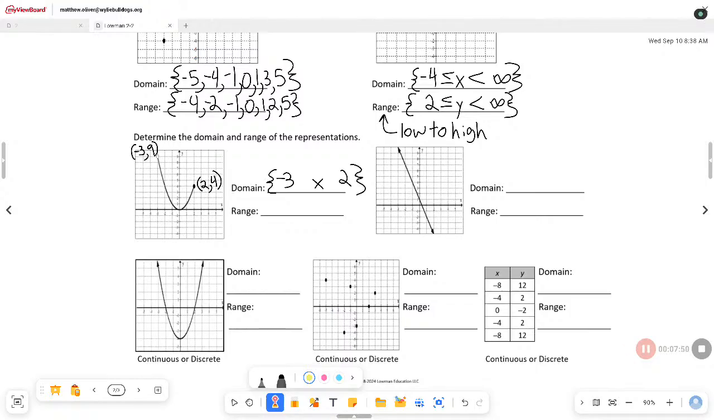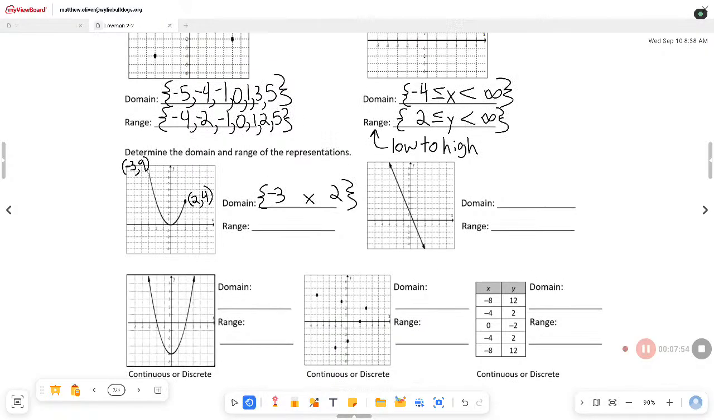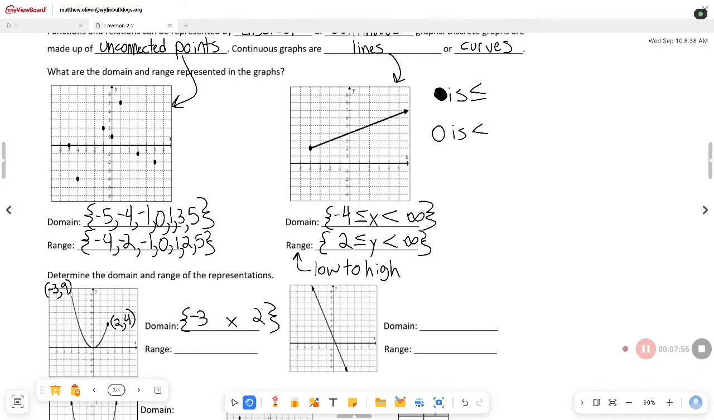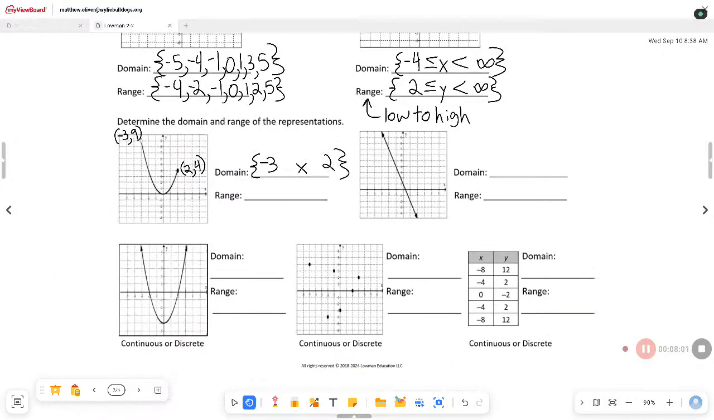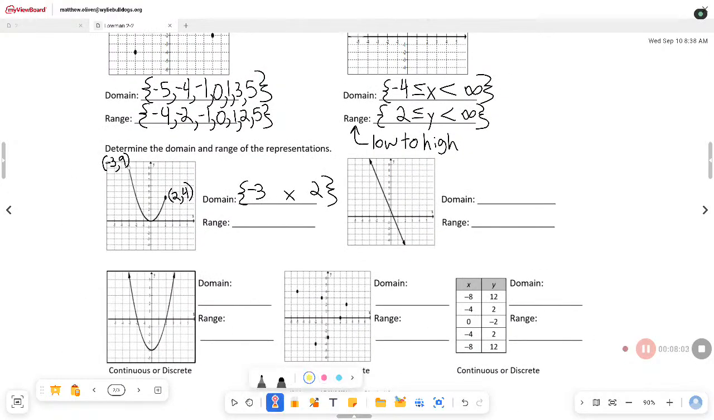Then I'll look at closed or open dots. So up here we said closed is less than or equal to, open is just less than. So looking at this one, I have an open dot at -3, so I'll do that as less than. Closed dot at 2, so that's going to be less than or equal to.